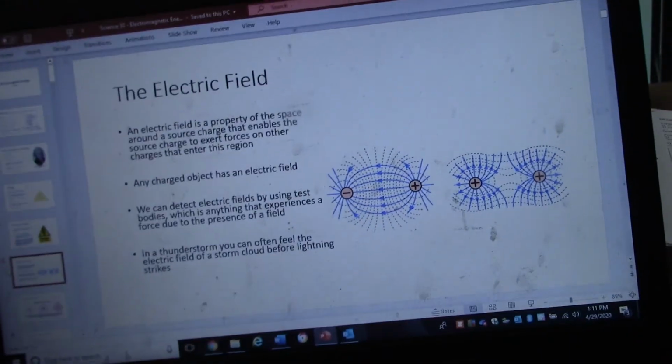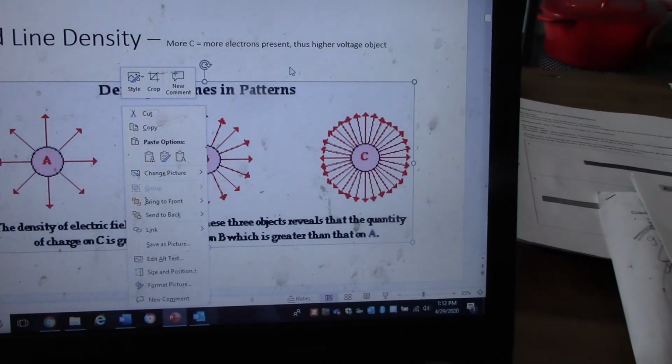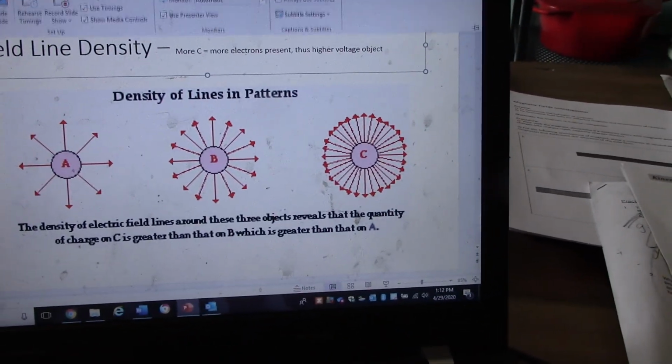So you should understand how electric fields work. The field lines always go from positive to negative. You'll have attracting and repelling charges. You're also going to have different strengths of electric fields.